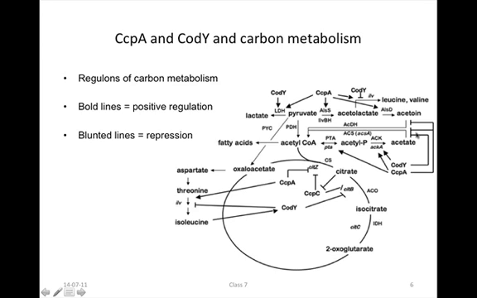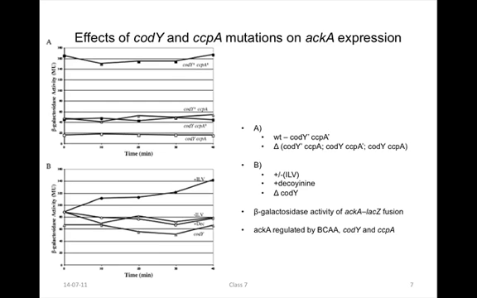So it's really sensing and determining what the cell can do with carbon. Okay, one of the experiments in this paper was looking at the effects of CodY and CcpA mutations on acetate kinase expression. If you take wild type CodY and CcpA, they do a beta-galactosidase activity assay, and this is what it's like for wild type.